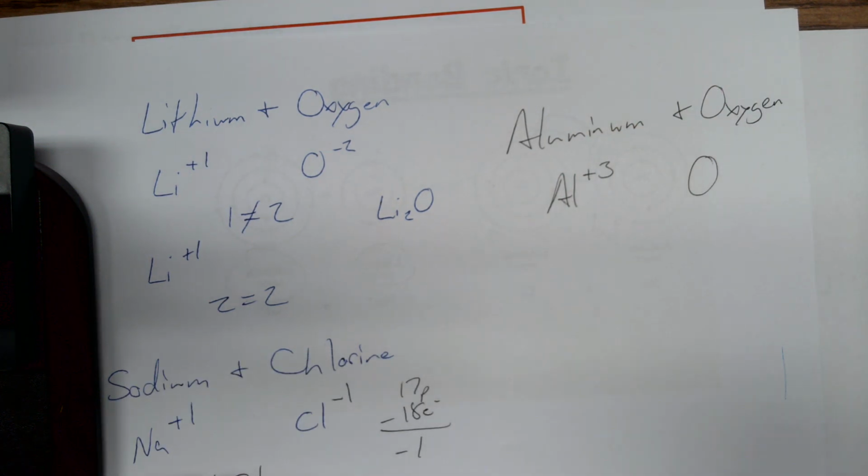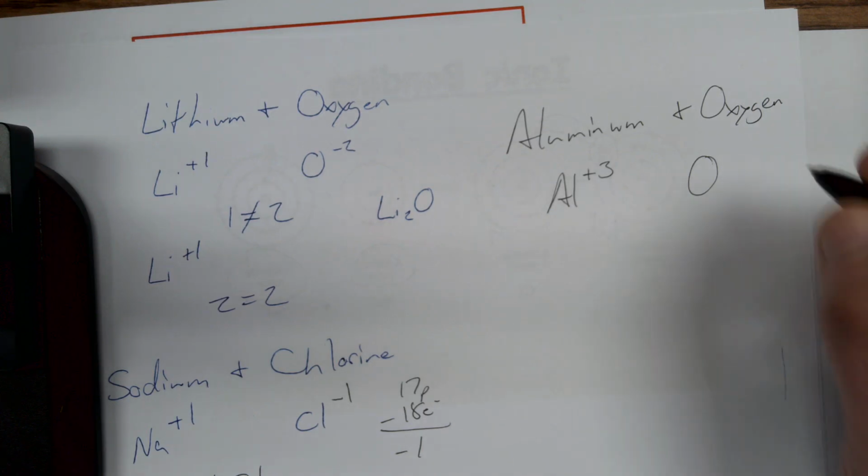Oxygen. Oxygen forms which anion? -1, -2, -3, -4. -2.